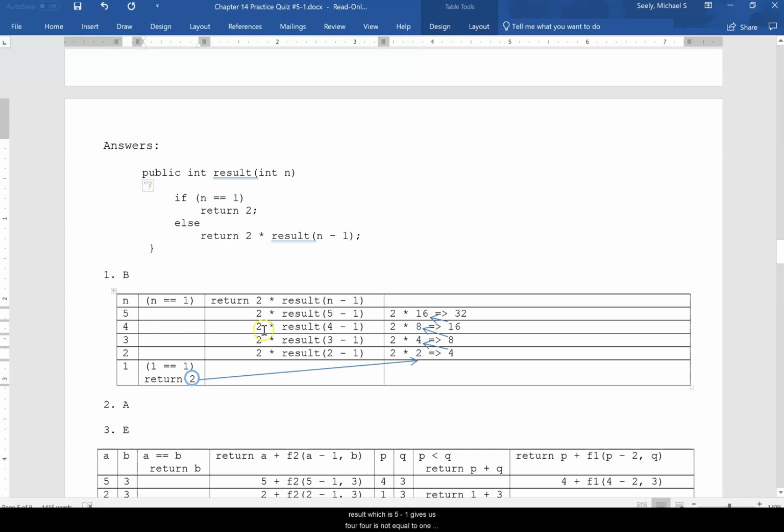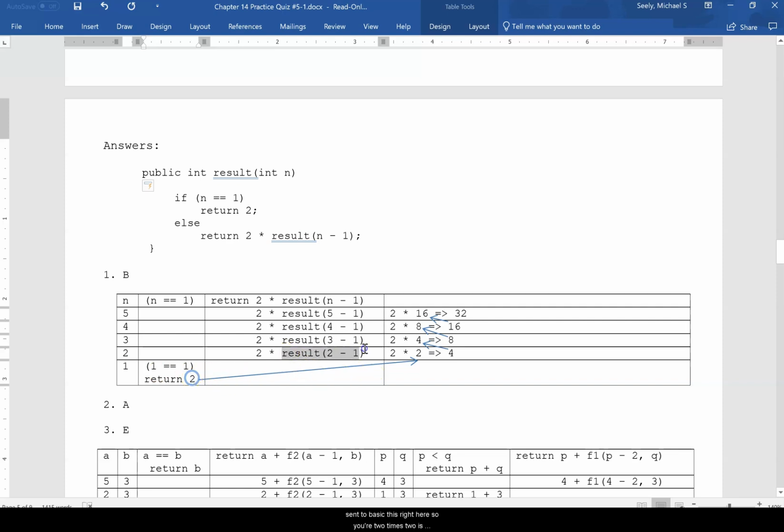4 is not equal to 1, so we do 2 times the result of 4 minus 1, which is 3. 3 is not equal to 1, so 2 times result of 3 minus 1, which is 2. 2 is not equal to 1, so we do 2 times result of 2 minus 1, and we get 1 here. 1 is equal to 1, so we return 2.